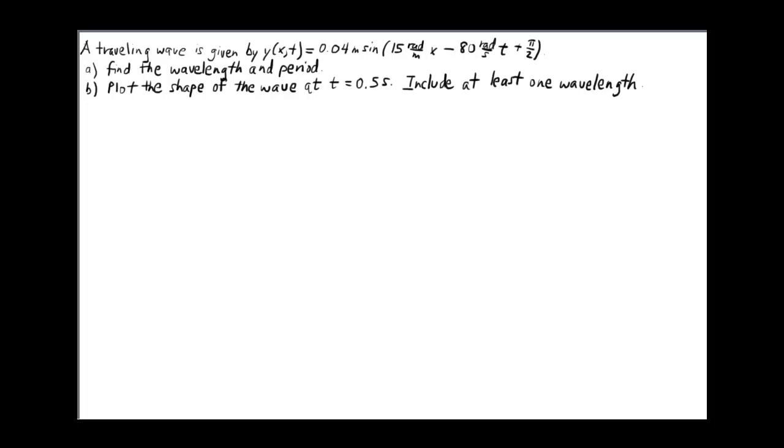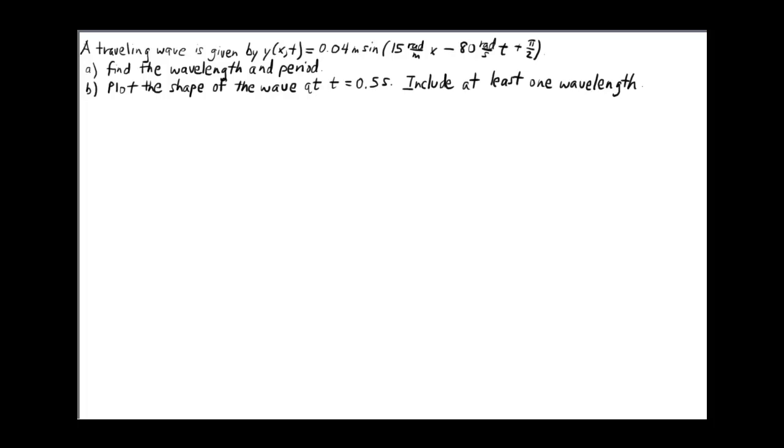If you can read my chicken scratch here on the screen, this sample problem involves a traveling wave, a one-dimensional traveling wave like a wave on a string, given by the formula on the screen. Y as a function of x and t is 0.04 meters times the sine of 15 radians per meter x minus 80 radians per second t plus pi over 2.